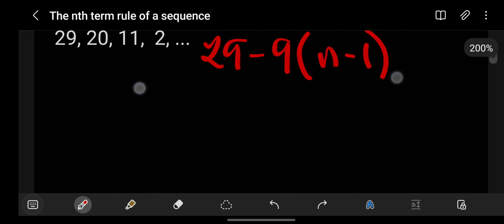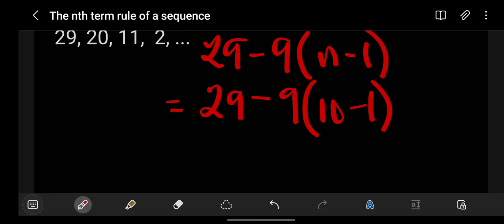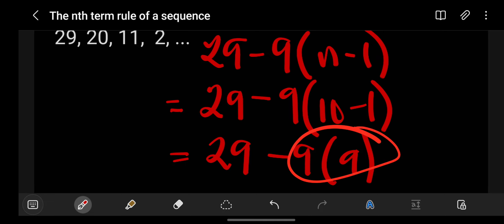This time we have 29 minus 9, and we write: 29 minus 9 multiplied by 10 minus 1. Remember in the PEMDAS rule, you have to solve first whatever is inside the parentheses. So first, what is inside the parentheses? We have 10 minus 1. And remember that the symbol between 9 and the parentheses is a multiplication symbol.